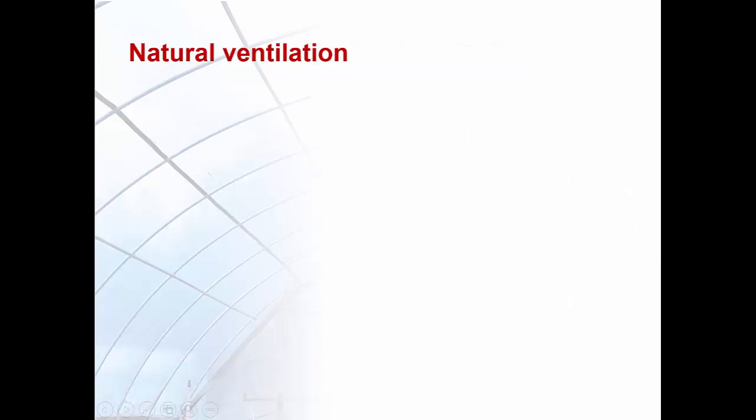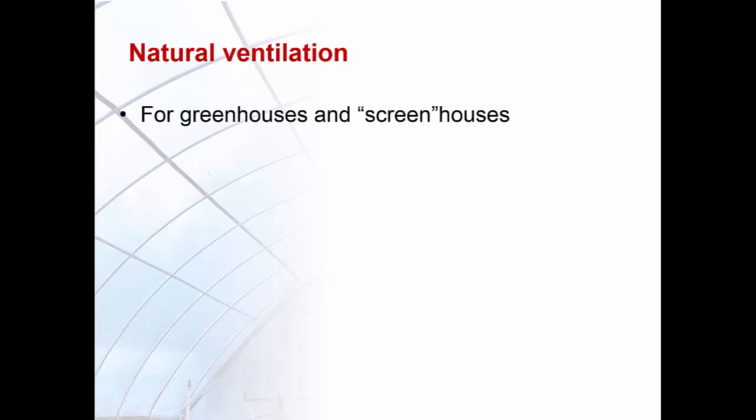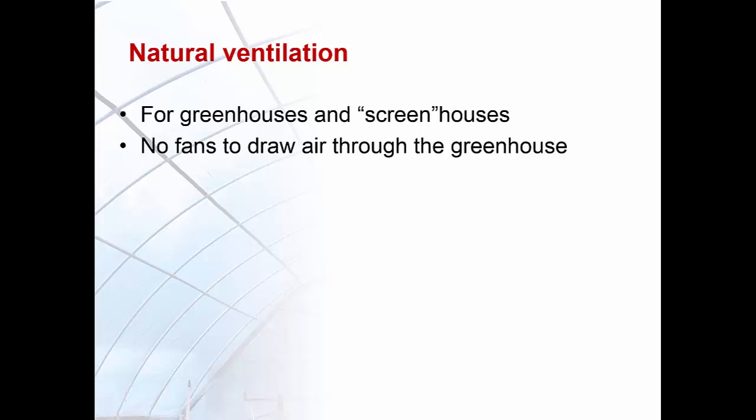Natural ventilation is the process of supplying and removing air through an indoor space without using mechanical systems. It refers to the flow of external air to an indoor space as a result of pressure or temperature differences. Natural ventilation is used for greenhouses and screenhouses. These systems do not require any fans to draw air through the greenhouse space.